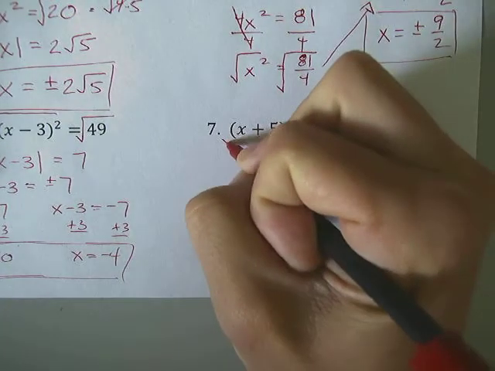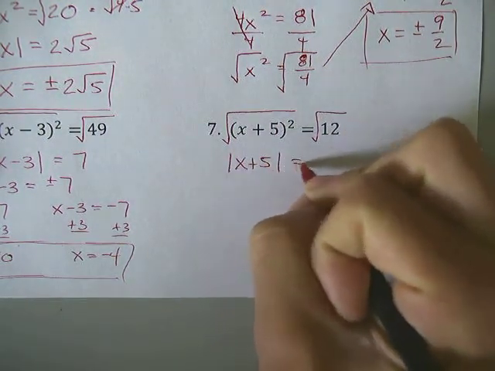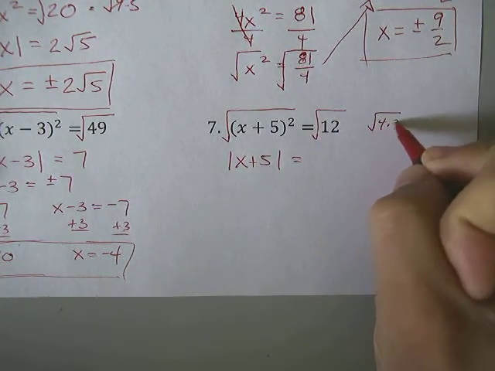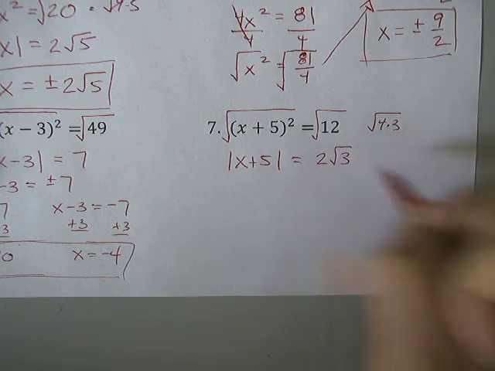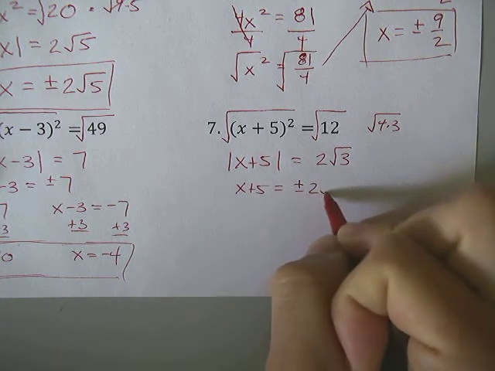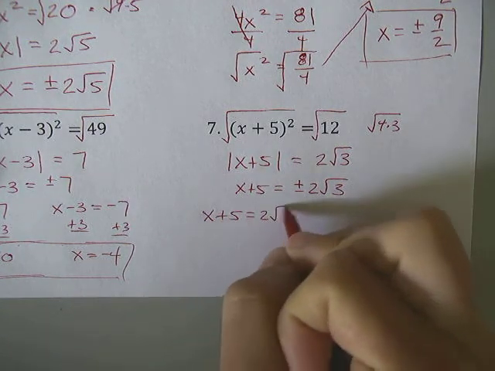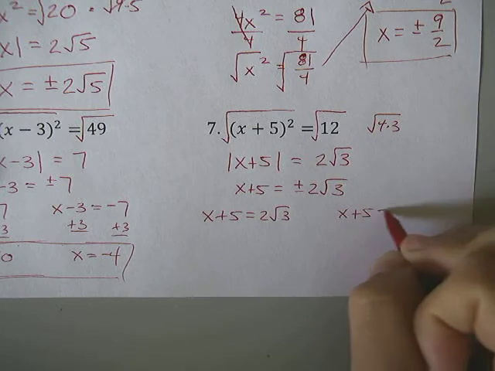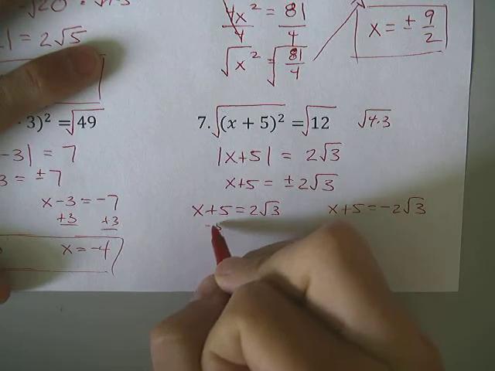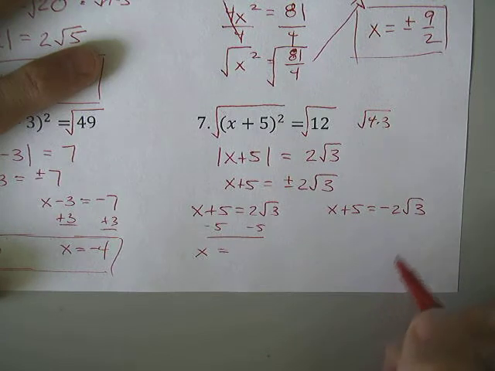Okay, last one. So if you understood that one, you should hit pause, give that one a shot, see if you come up with the right answer. Okay, here we go. So I'm going to square root both sides. So I get the absolute value of x plus 5 equals, now you can break down root 12. I can think of 4 and 3, so that'd be 2 root 3. So x plus 5 equals plus or minus 2 root 3. So that means x plus 5 equals positive 2 root 3, and x plus 5 equals negative 2 root 3.